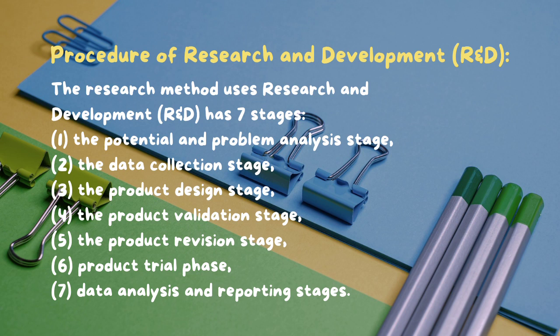The research method used in research and development has 7 stages. First, the potential and problem analysis stage. Second, the data collection stage. Third, the product design stage. Fourth, the product validation stage. Fifth, the product revision stage. Sixth, product trial phase. And the last is data analysis and reporting stage.